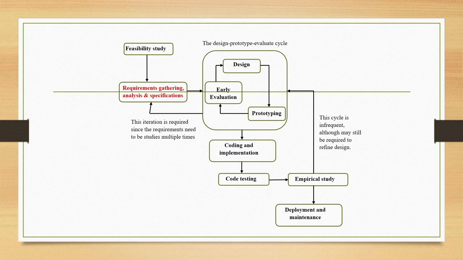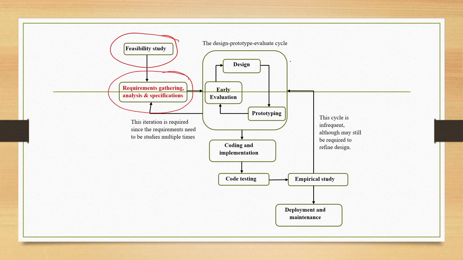As repeatedly discussed, there are many stages which form the life cycle. These stages are performed in a particular sequence, and sometimes the stages form a loop. If you may recollect the stages, the first one is feasibility study, which we are not focusing on. Second is requirement gathering, analysis and specification.